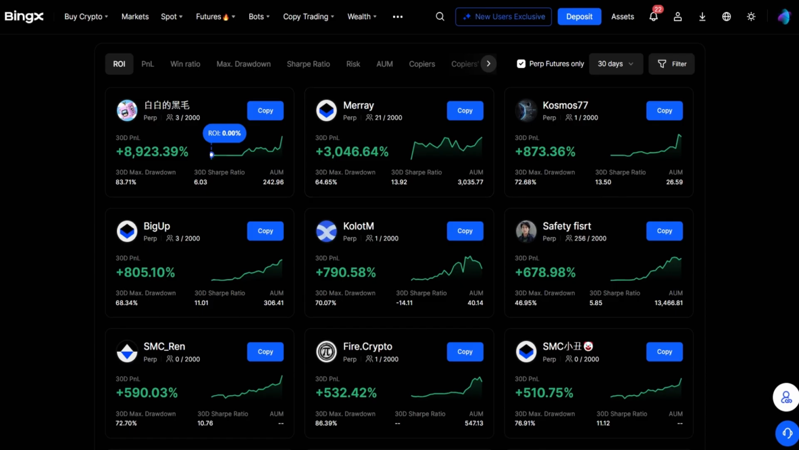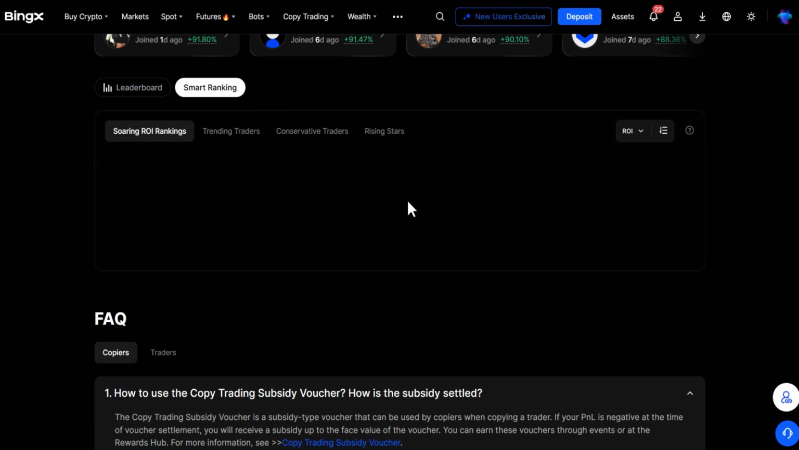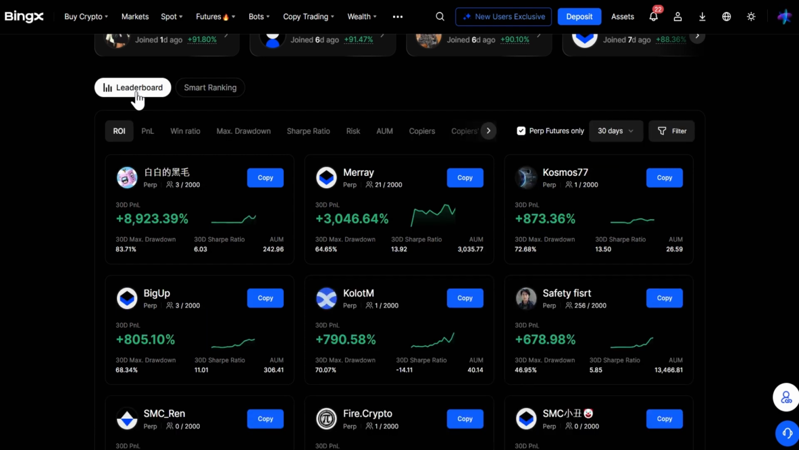Alright, so that's the full breakdown of copy trading on BingX. Copy trading is a great way to get into crypto without being a chart expert, but this is definitely not passive income. You need to monitor your traders, manage your risk, and never invest more than you can afford to lose.